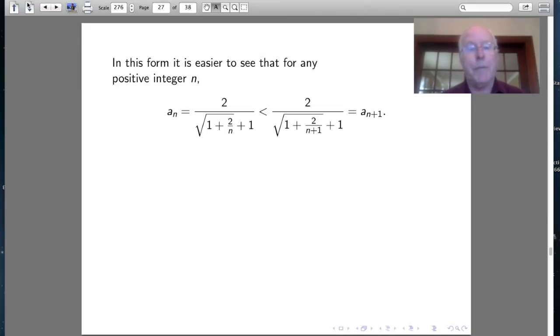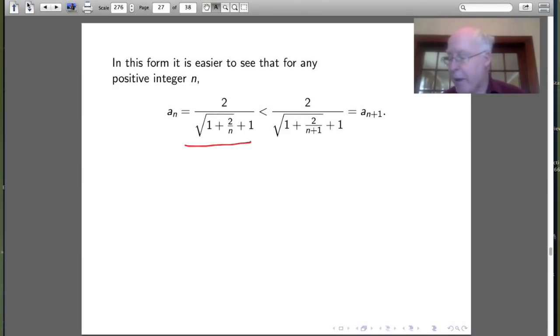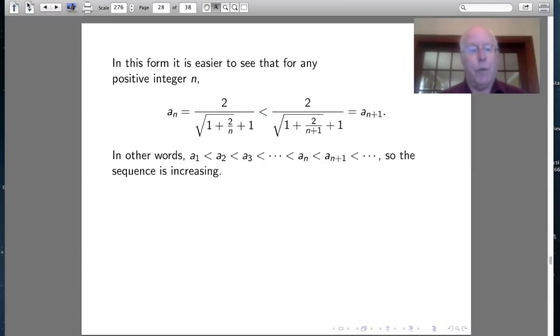In particular, for any positive integer n, we can write a sub n here. If we replace the n by n plus 1, we get a sub n plus 1. And a little thought shows you that the denominator on the right is a little bit less than the denominator on the left, and dividing a number by a smaller denominator makes for a bigger fraction. So this inequality is verified, and that shows a_n is less than a_{n+1}. So therefore the sequence is increasing.